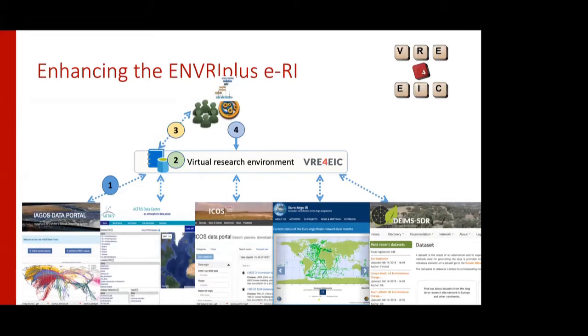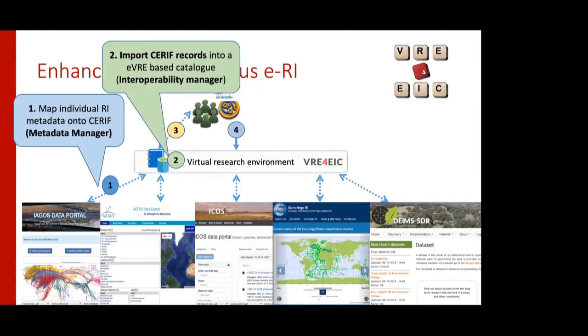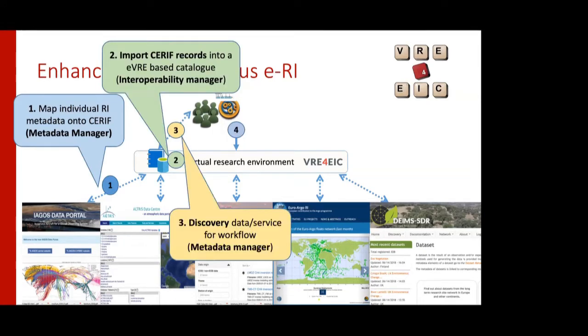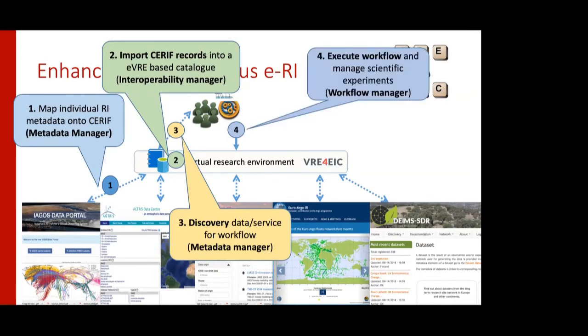So basically, it shows how these building blocks, you don't have to use all of them always at the same time. You can pick a subset of it and use it in your own existing architecture to solve your problem. This is an example we demonstrated of how to choose the metadata manager, and then the interoperability manager, and again the metadata manager and workflow manager, to show the user could use the Taverna workflow management system through the VRE environment, and do data discovery and software service discovery from different catalogs, and then put them into a workflow through Taverna, and execute that.